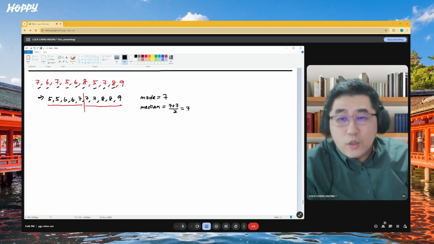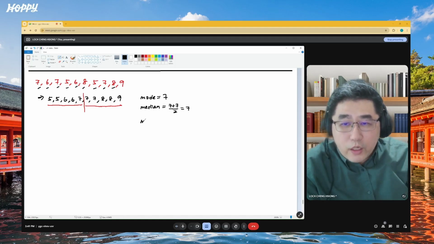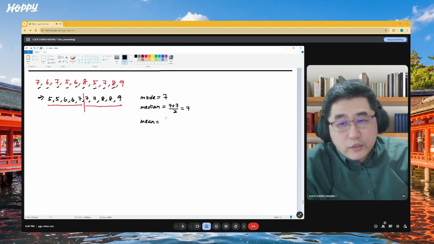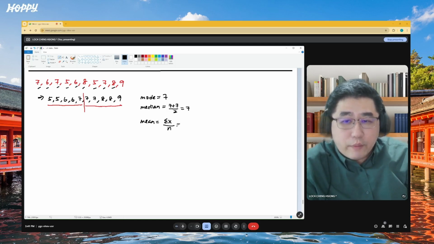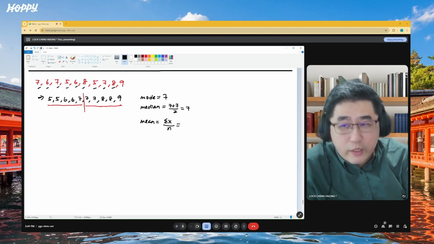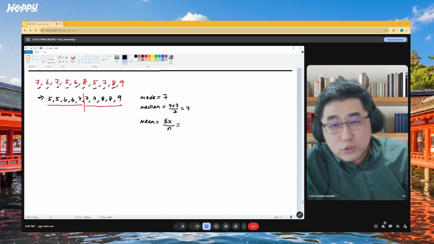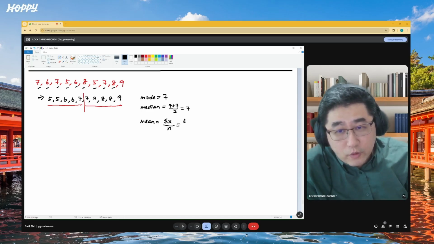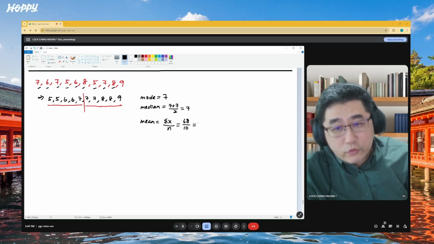Then you have the mean. They need you to have the sum of all the values divided by the number of data. So I sum all the numbers: 5 plus 5 plus 6 plus 6 plus 7 plus 7 plus 7 plus 8 plus 8 plus 9. So I have 68 divided by 10, therefore you have 6.8.